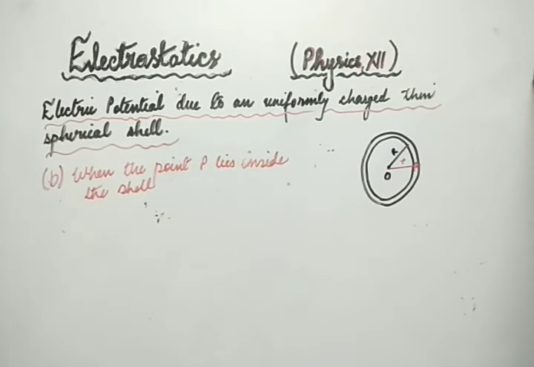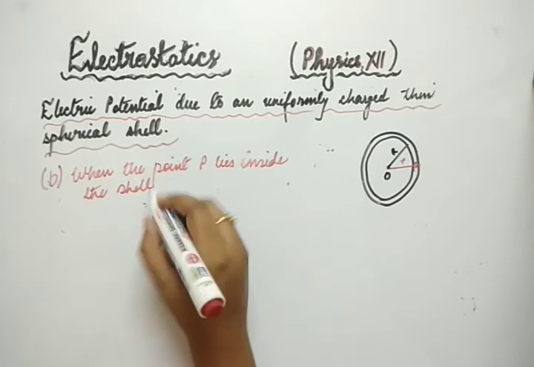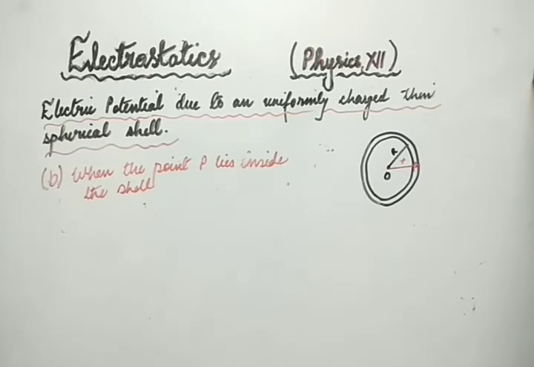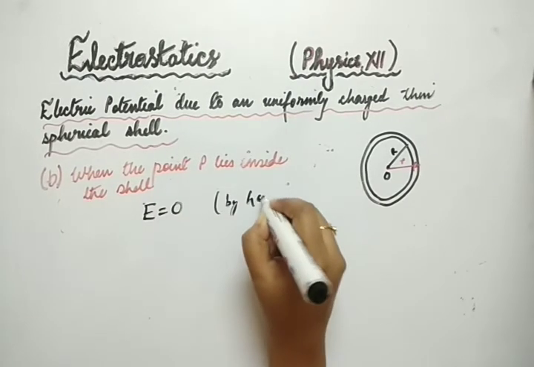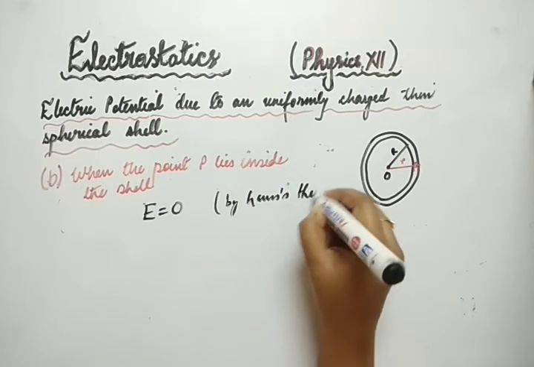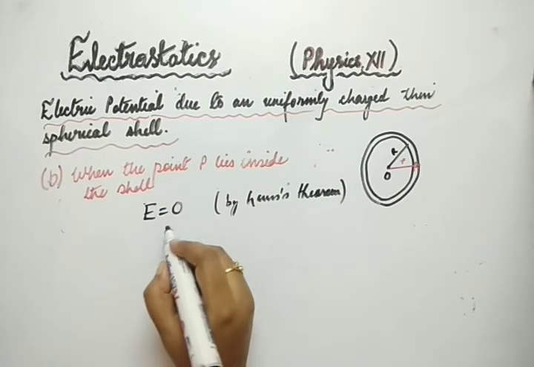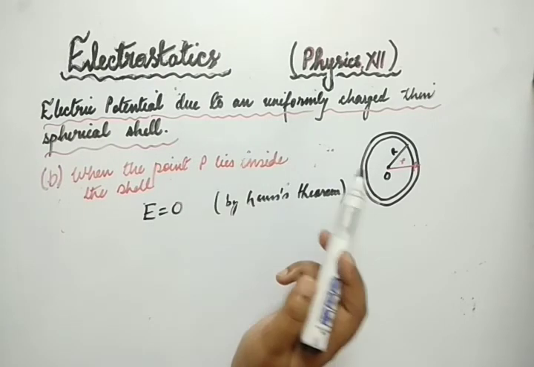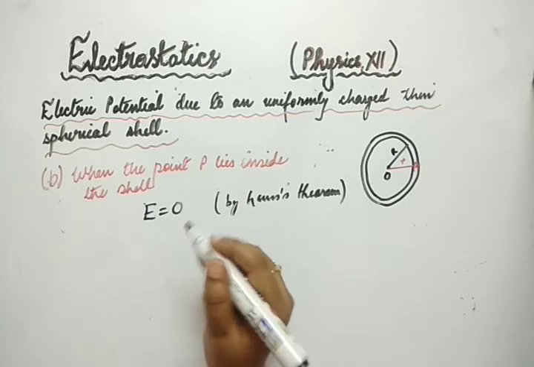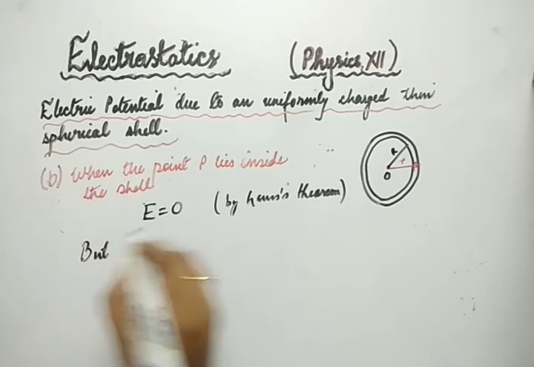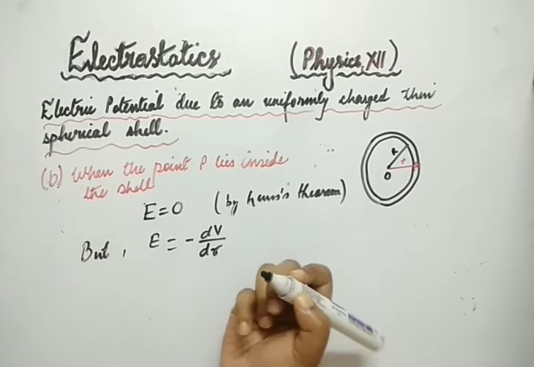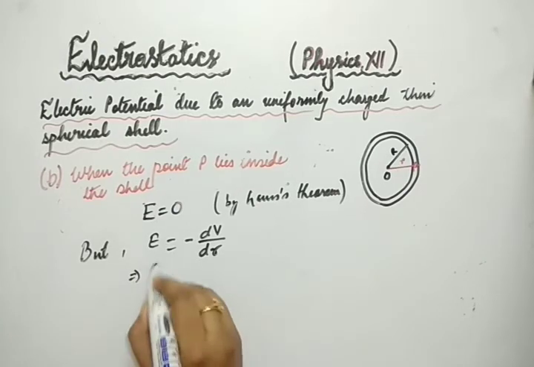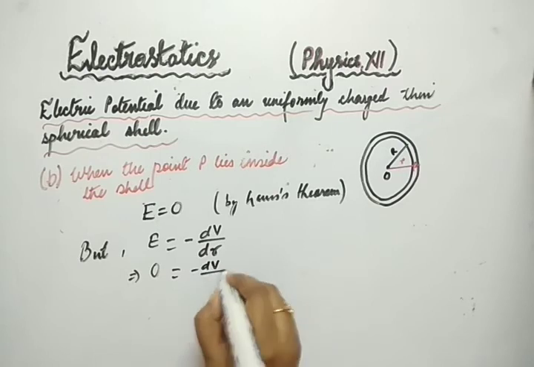So in this case, we can say that the electric field is 0 by Gauss's theorem. We have already found it out for the case of a uniformly charged thin spherical shell. But we also know E equals minus dV by dr. We know this, so let us put the value of 0 here. So again, minus dV by dr.